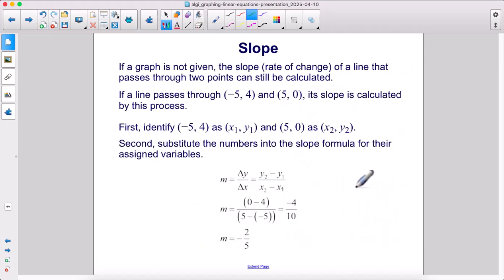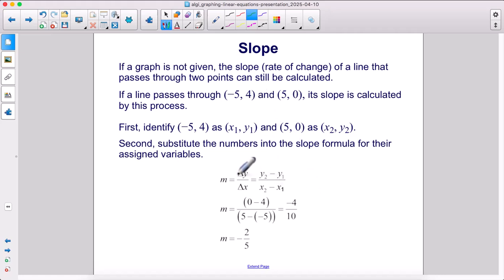If a graph is not given, the slope or rate of change of a line that passes through 2 points can still be calculated. Let's say a line passes through (-5, 4) and (5, 0). Its slope is calculated by this process. First, identify (-5, 4) as (x1, y1) and (5, 0) as (x2, y2). Second, substitute the numbers into the slope formula for their assigned variables.